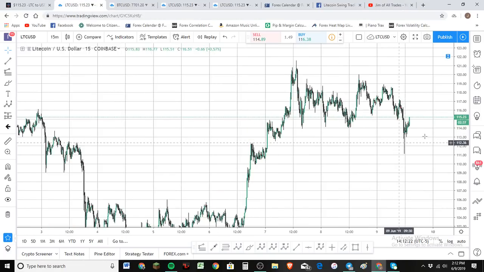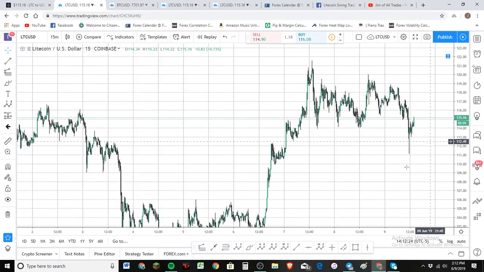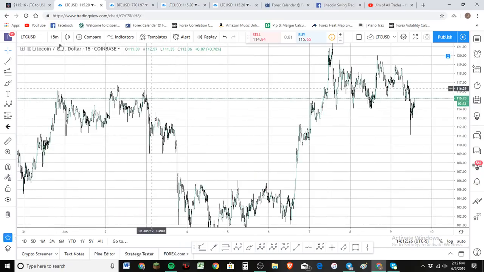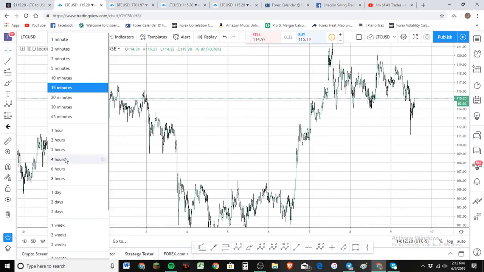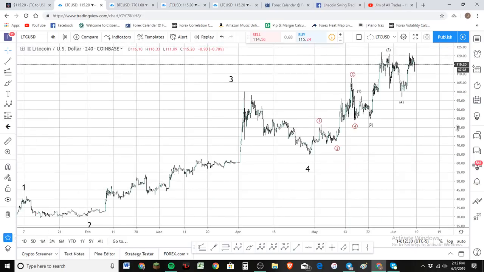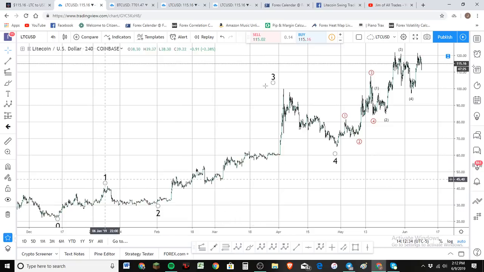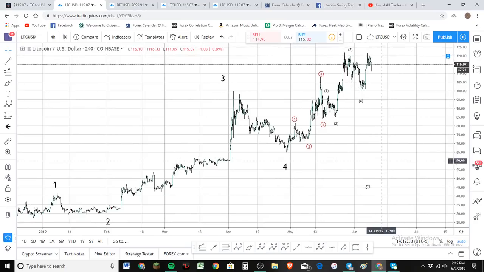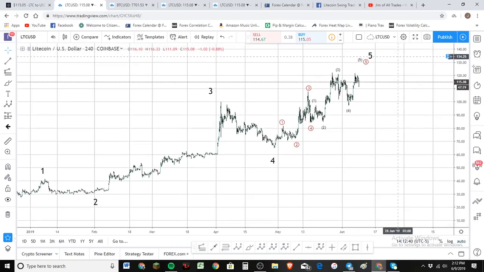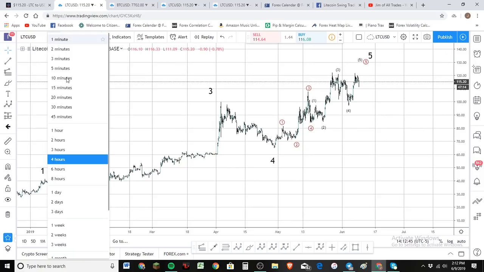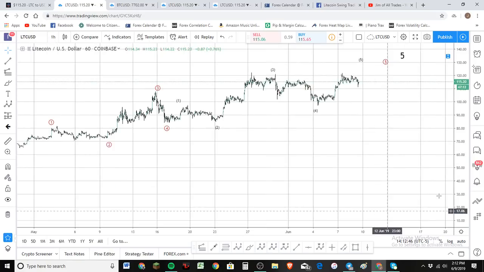Okay, so where are we in the count? Well, I think we're still... Let me just give you the macro count really quick here. So the big count here is we got 1, 2. This is Litecoin, 3, 4, and we're coming up to make the fifth wave right here. This is the fifth wave here, and so we need to zoom in on that wave and see if we can see a sub count there.